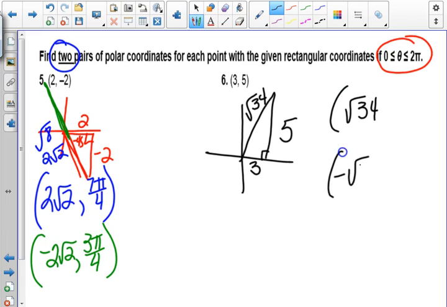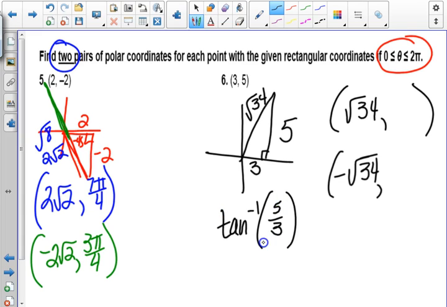Okay, we're going to do 2 answers. What are we going to do for the first one? Inverse tangent of 5 over 3. What mode do they want us in? Radians, because it said between 0 and 2 pi. Inverse tangent 5 divided by 3, making sure I am in radians. 1.03, anybody?